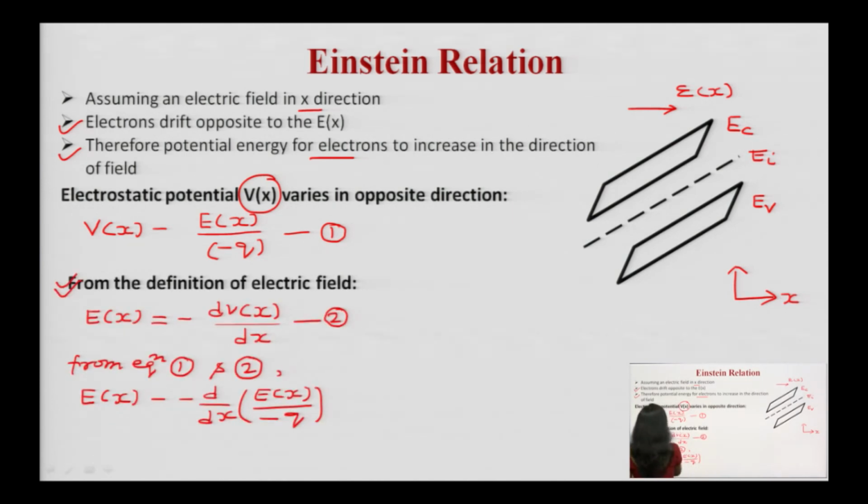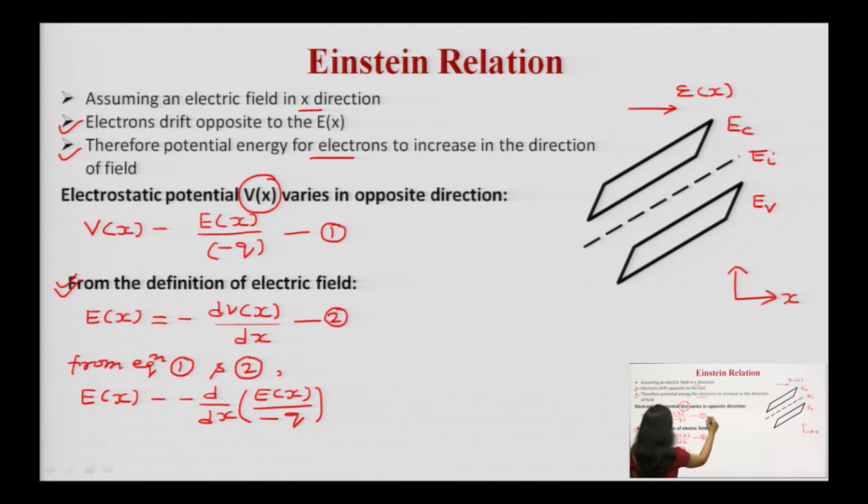Now, from the definition of electric field, you know what is electric field? Change in Vx with respect to x. X we have taken along this x axis. See, on the horizontal plane we have taken the x parameter. So, what is Ex? Ex is nothing but, since there is a change, minus d upon dx of Vx. Let us say this is the equation number 2.